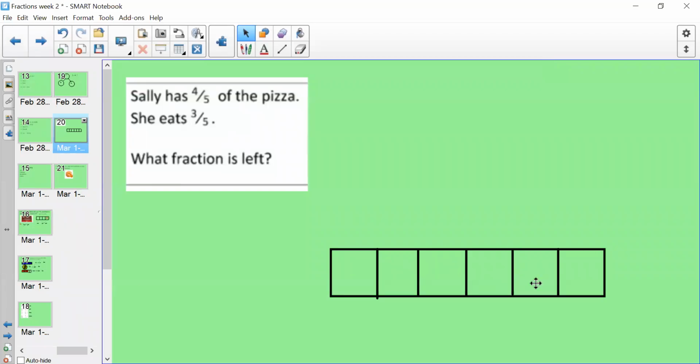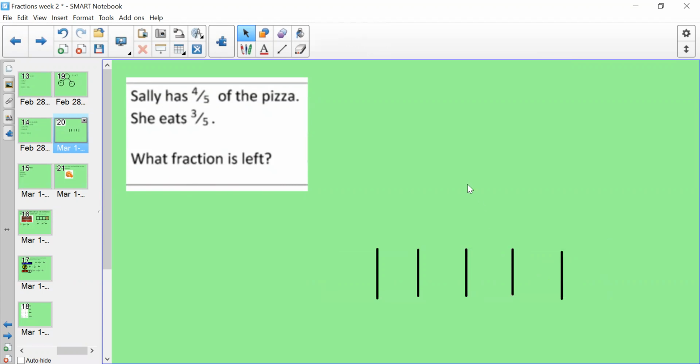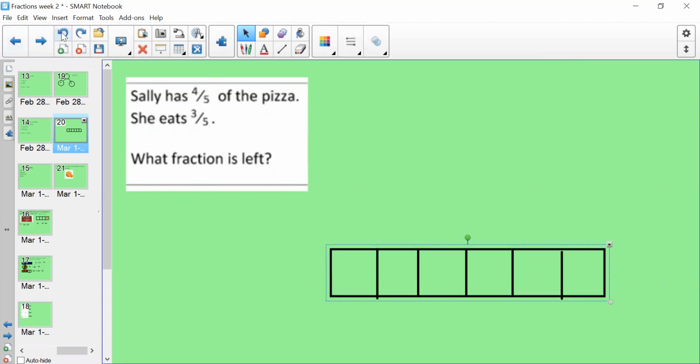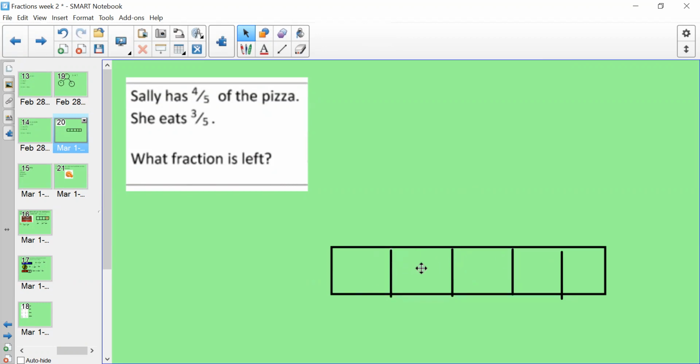Okay, guys, so this model was split into 6, so it should have been split into 5ths. So I hope that you managed to change that or spot my mistake. Okay, so we would have started with drawing a model of 4 5ths. So we've got 1, 2, 3, 4, 5 parts, because we can see in the question that 5ths is the fraction that we're focusing on.